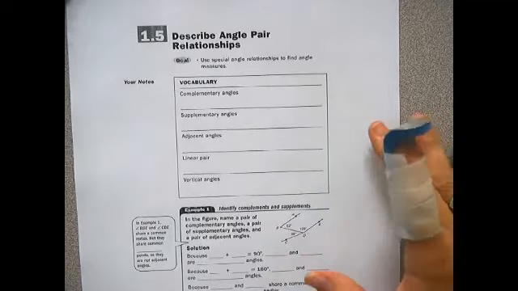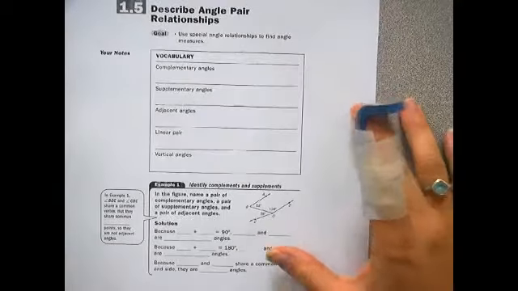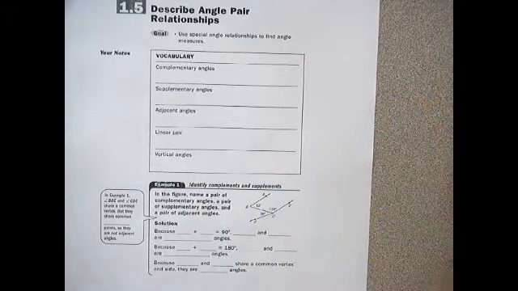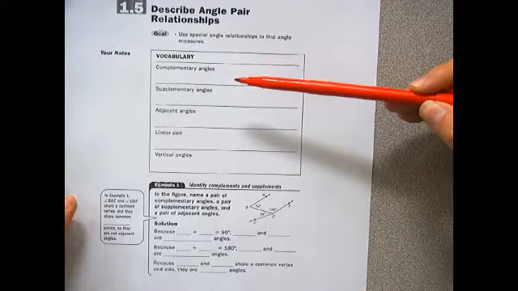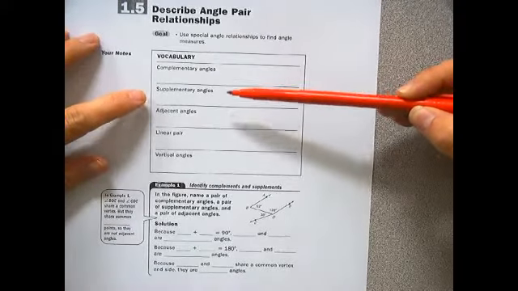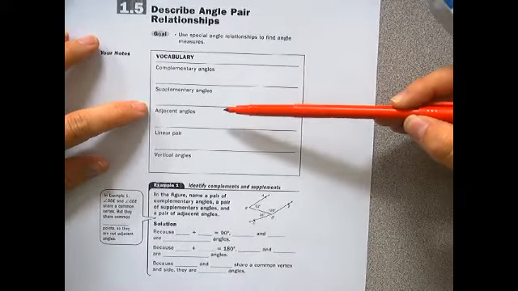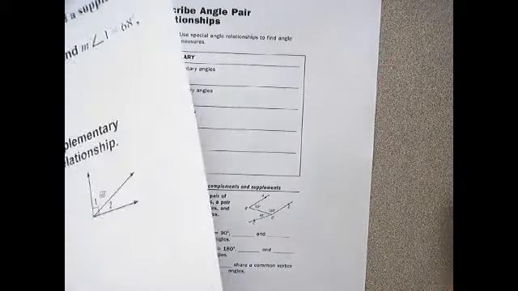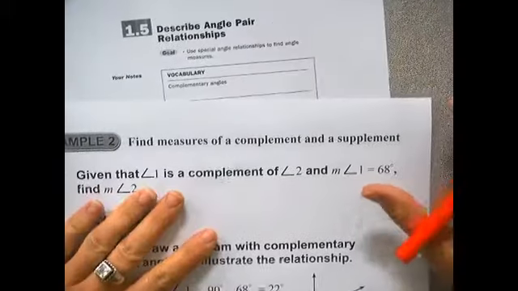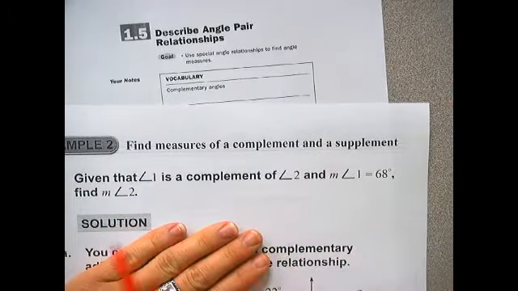Okay guys, welcome to lesson 1.5, describing angle pair relationships. Please turn to page 35 of your textbook. I would like you to take a few minutes to read page 35 and define complementary, supplementary, adjacent angles right on the first page. Then we're going to jump right into a couple of questions, and the types of questions we're going to be dealing with is something like this.